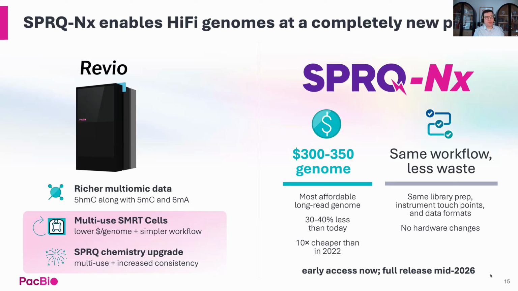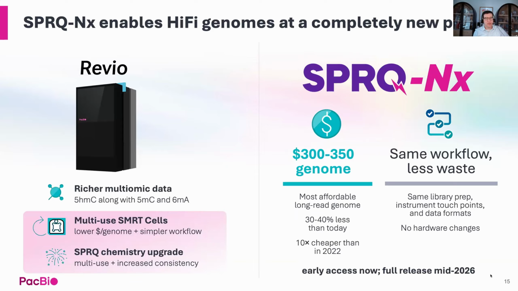With this SPRQ-Nx chemistry, a HiFi human genome costs around $300 to $350, which is around a 30 to 40% reduction from the current chemistry, and a 10 times reduction from where it was only a few years ago in 2022. This chemistry is in early access now, been in early access since the end of last year, and it is planned for full commercial release in the middle of this year. We're really excited to see how the improvement in the output you get from the system and the cost will allow even larger studies to happen with HiFi sequencing.